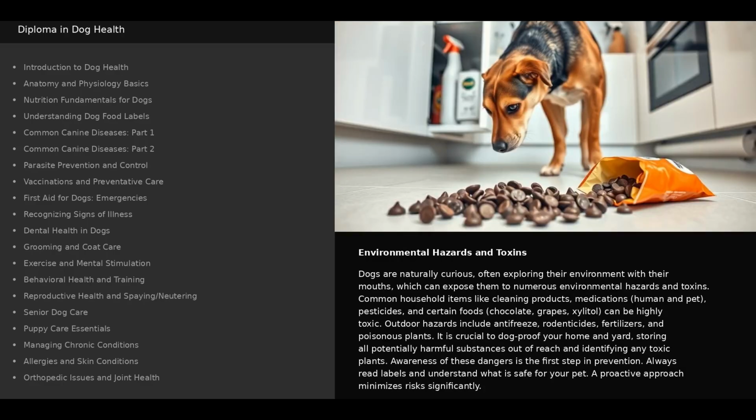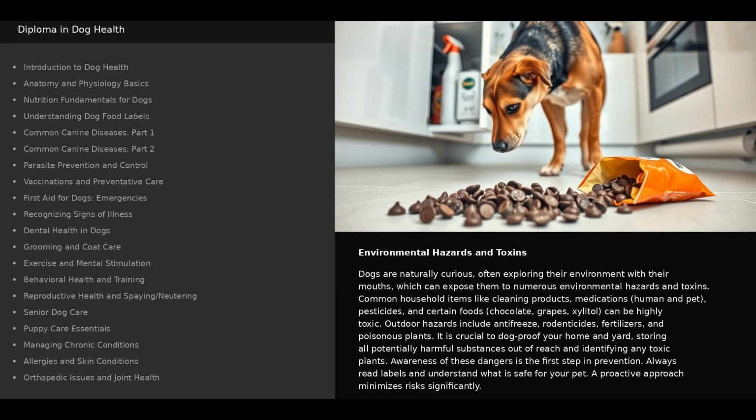Environmental hazards and toxins. Dogs are naturally curious, often exploring their environment with their mouths, which can expose them to numerous environmental hazards and toxins. Common household items like cleaning products, medications, human and pet, pesticides, and certain foods, chocolate, grapes, xylitol can be highly toxic. Outdoor hazards include antifreeze, rodenticides, fertilizers, and poisonous plants. It is crucial to dog-proof your home and yard, storing all potentially harmful substances out of reach and identifying any toxic plants.